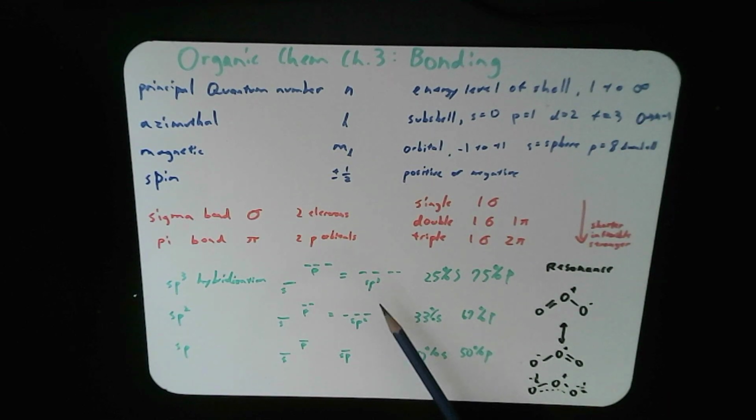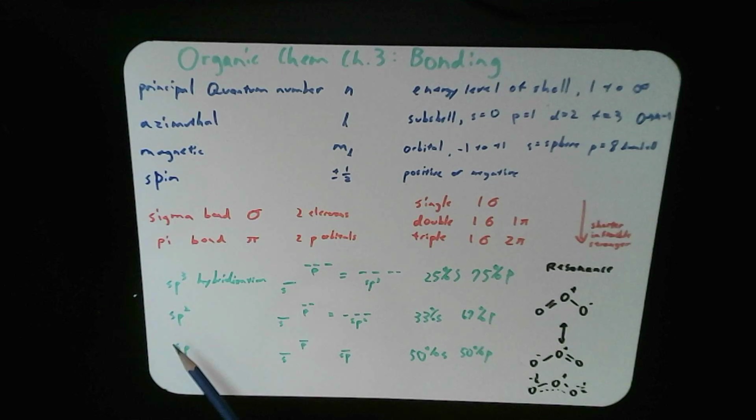Now what we call this new hybridized orbital has 25% s character and 75% p character, because what we put in as an ingredient is basically 1 s and 3 p, and that gives us 25% s in here, and 75% of what's in here should be p.